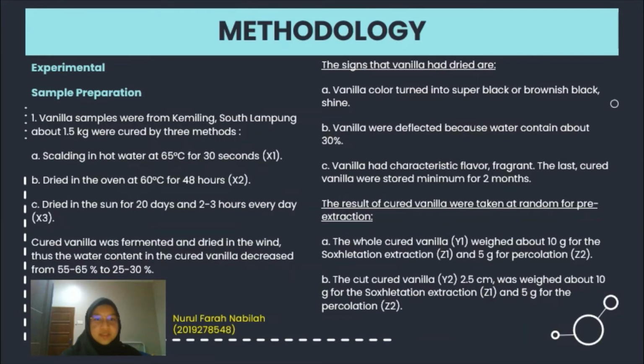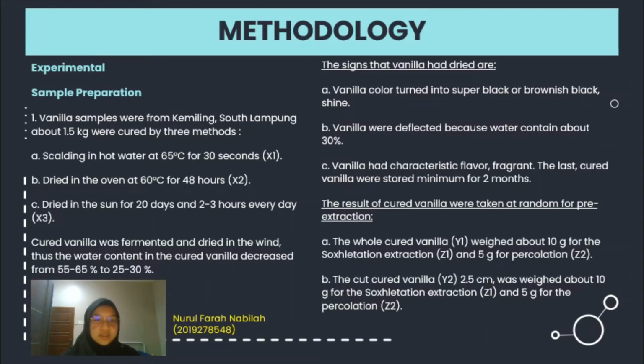The methodology for determination of vanillin in vanilla essential oils by high-performance liquid chromatography. In sample preparation, the vanilla has been cured by using three methods, which were by scalding in hot water, sun drying, and microwave drying. The cured vanilla then was fermented and dried in the wind, which will reduce water content from 55 until 65% to 25 until 30%.